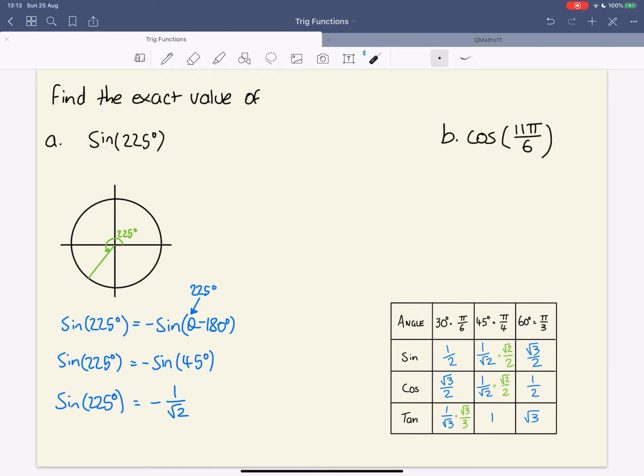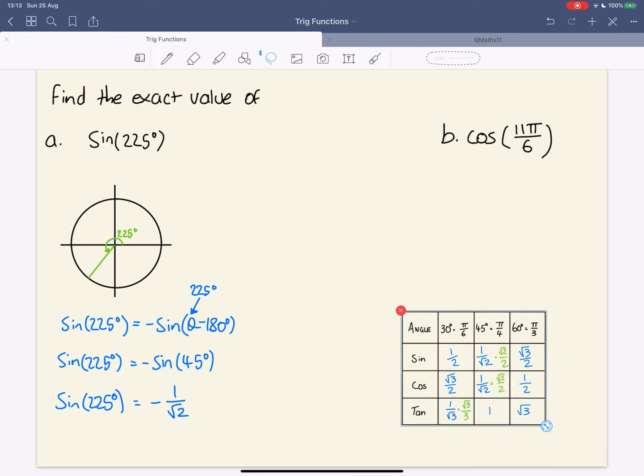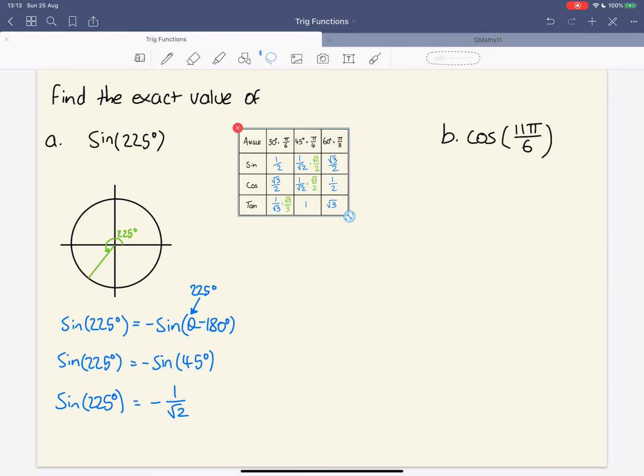Let's now go ahead and do question B. So I'm going to go ahead and just resize this, and we'll move this up to the top here. All right, the cosine of 11 pi on 6. Now, that's a bit of a strange fraction there, 11 pi on 6, right? But if you put 11 on 6 in the calculator, or if you think about it, 11 divided by 6, it's slightly less than 2, right? Because if it was 12 divided by 6, that would be 2. So 11 divided by 6 is not going to be quite 2, it's a little bit less.